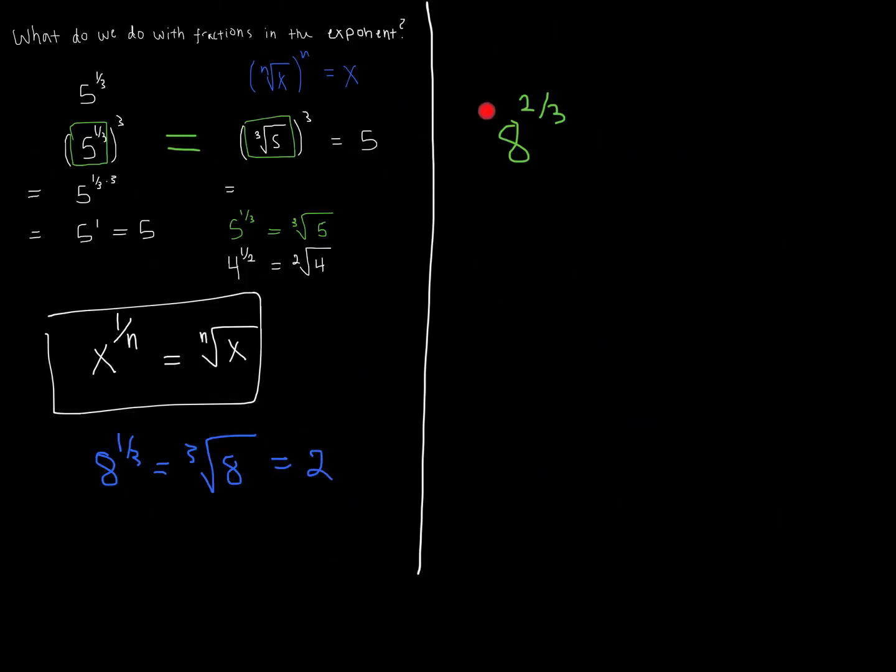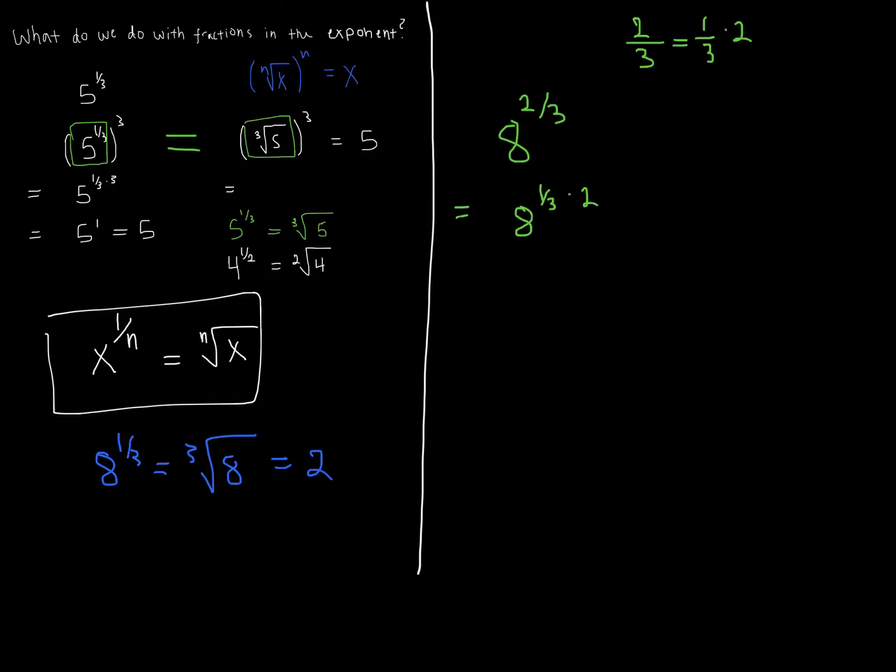So how can I figure out a way? I need to at least rearrange this so I've got 8 to the 1/3 somehow. Well, 2/3 is awfully close to 1/3. In fact, 2/3, how could I write that in terms of 1/3? Well, 2/3 is 1/3 times 2. So I can rewrite 8 to the 2/3 as 8 to the 1/3 times 2.